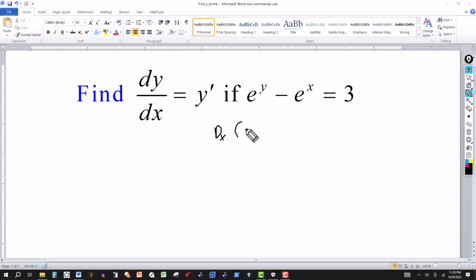In this case, I'm taking the derivative of both sides of this equation with respect to x. I'll have to use some implicit differentiation here. The derivative of e to the y is e to the y, and then using the chain rule, I take the derivative of y with respect to x. That's the same thing as y prime.